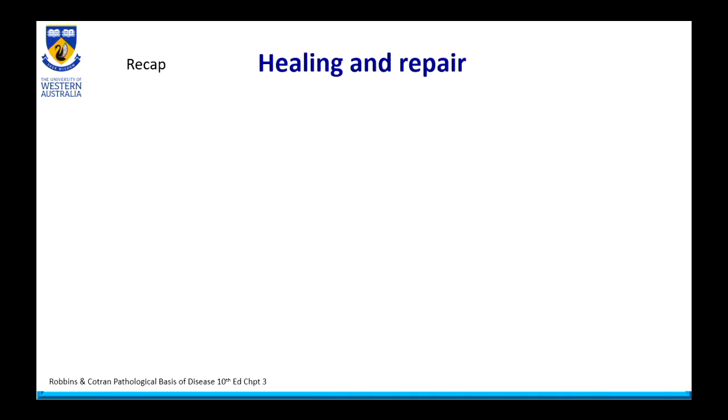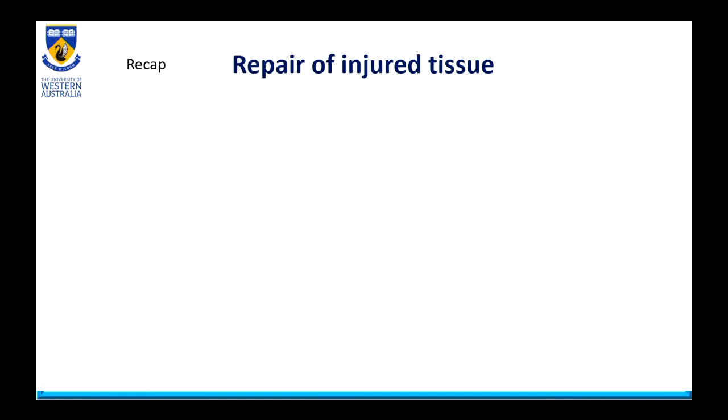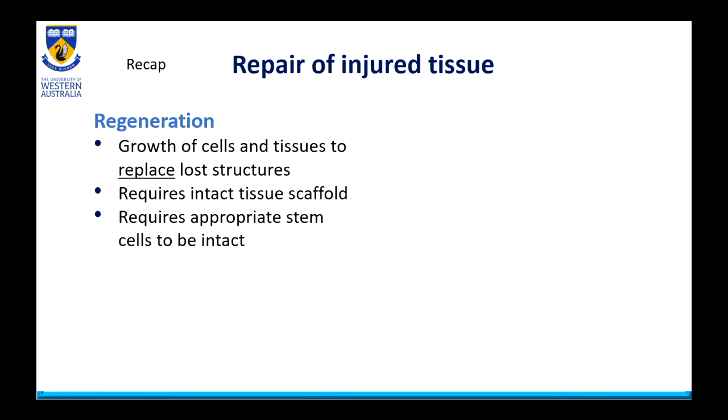So just to recap what we talked about: healing and repair. Healing was the restoration of damaged living tissues, organs and biological systems to normal function. And it's the process by which the cells in the body regenerate and repair to reduce the size of a damaged or necrotic area. And then we compared that to regeneration, which was the growth of cells and tissues to replace lost structures. It requires intact tissue scaffolds and it requires appropriate stem cells to be intact.